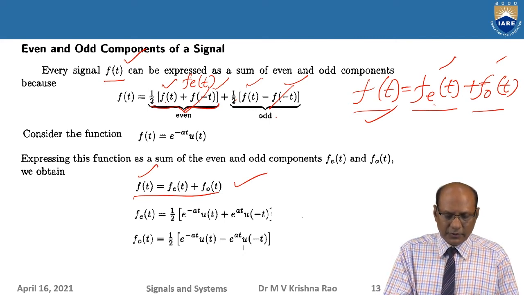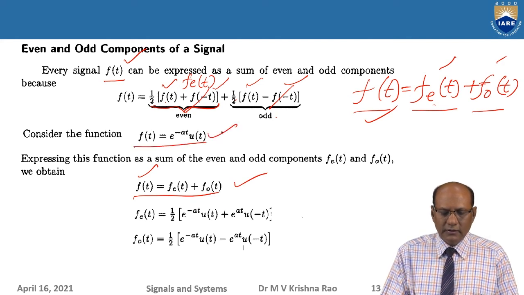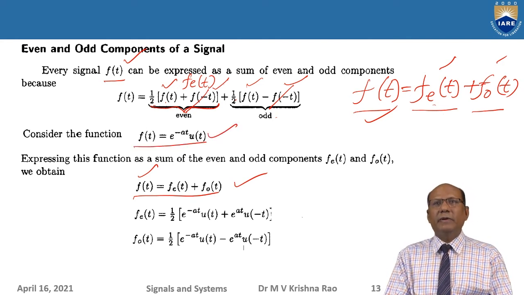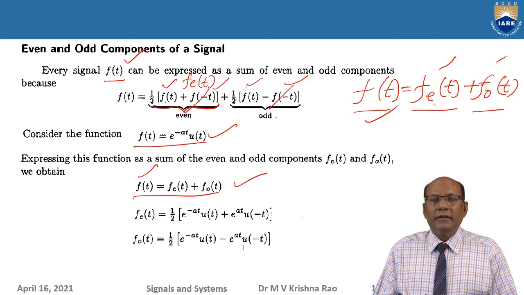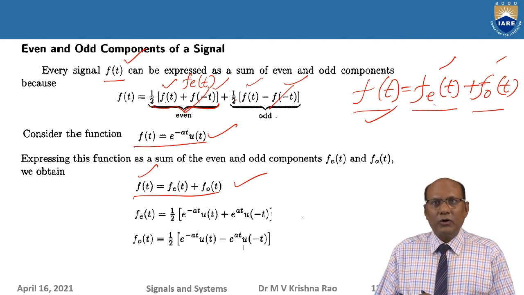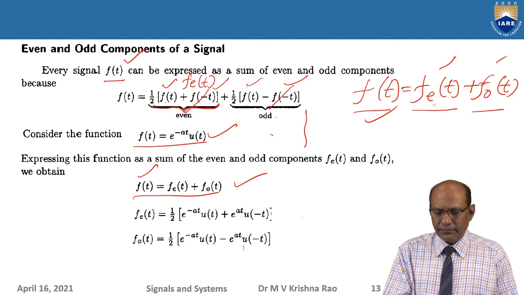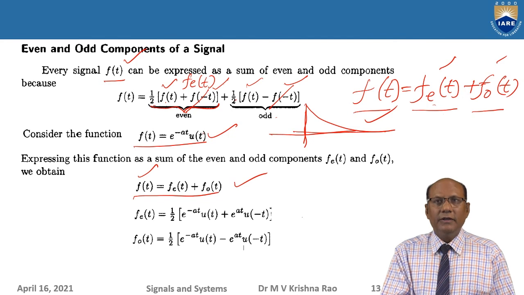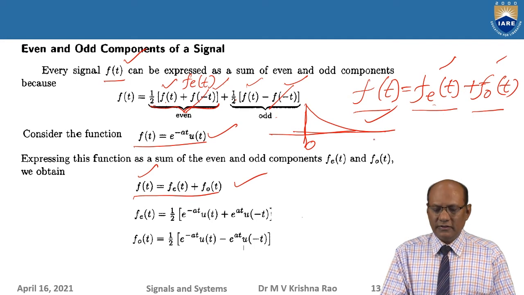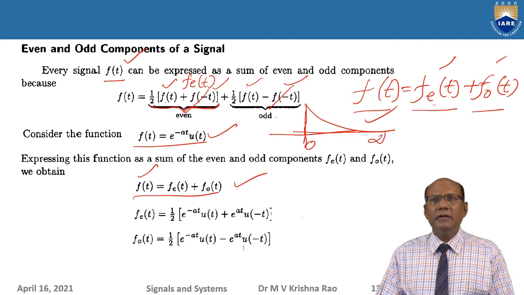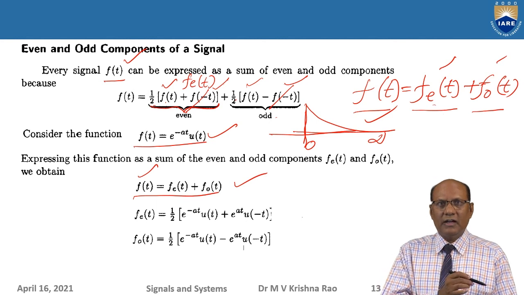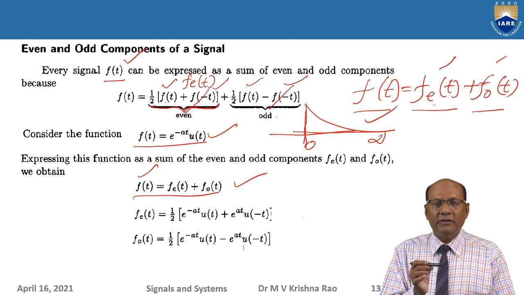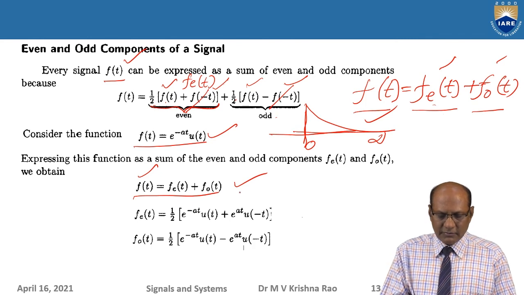So now, as an example, let us consider a signal e to the power of minus at. What is this e to the power of minus at? It is a decaying monotonic exponential. Okay? But it is multiplied by the unit step function. What it means is, this decaying exponential function exists between 0 and plus infinity, not towards the left side. That is, no signal exists between 0 and minus infinity. Okay, so that is the meaning of this one.